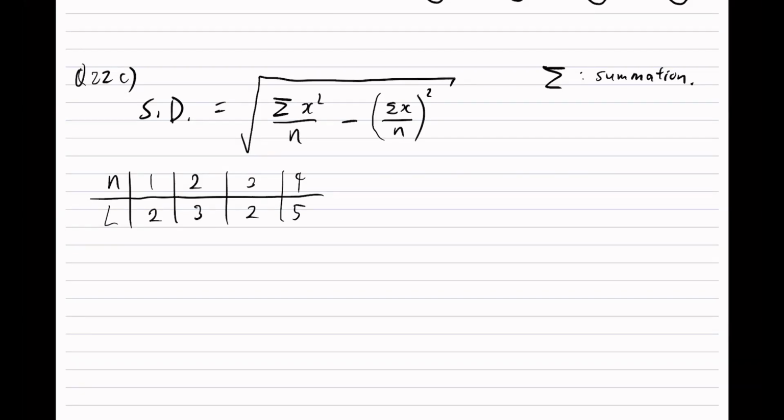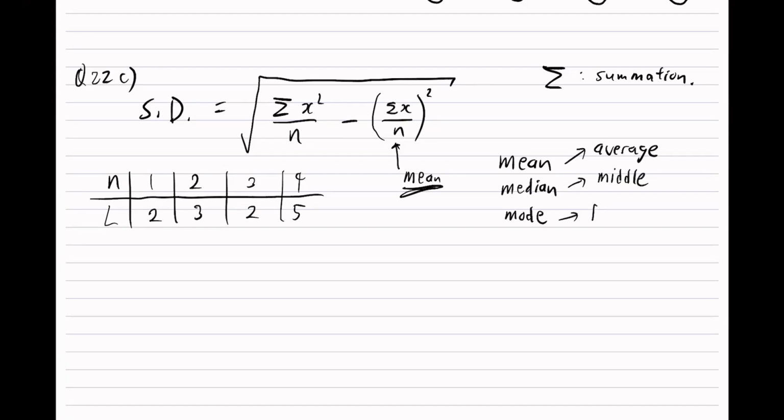Okay. Then how do we find the standard deviation here? First, we need to figure out what this sum of x over n is. Sum of x over n is actually the mean. Did you know that? Mean, median, mode. Mean is the average, median is the middle number, and mode is the most frequent number. Correct. Yes, you got it.